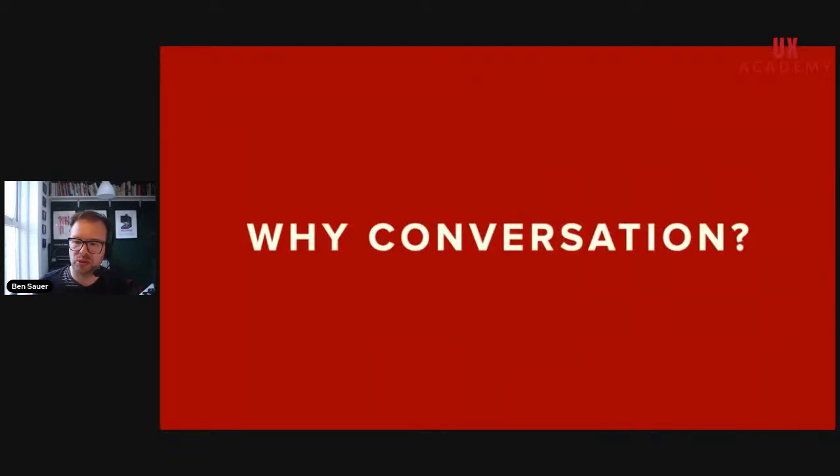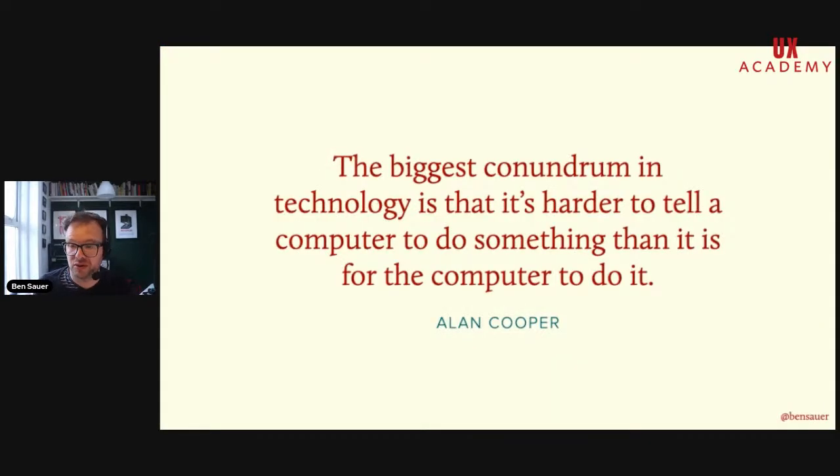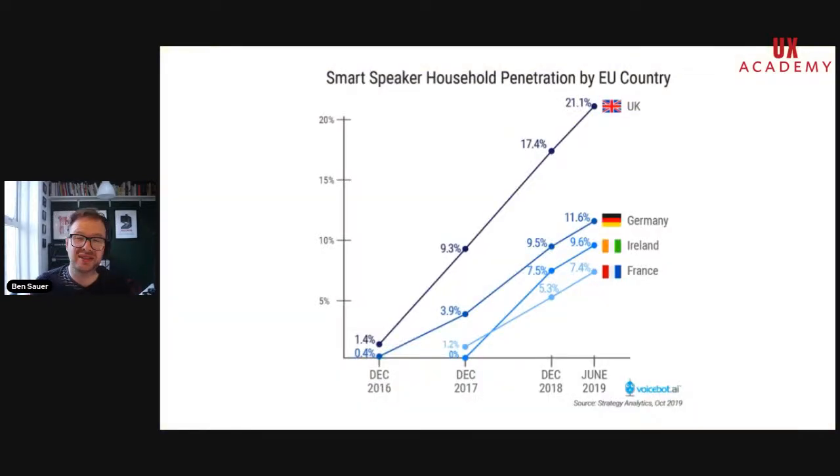So I mentioned before, why is designing a conversation important and why is it hard? Well, the biggest conundrum is that it's harder to tell a computer to do something than it is for the computer to do it. I mentioned this before. But also what we need to consider as technologists is that this stuff is growing faster than almost any other technology in history. Believe it or not, smart speaker penetration has been happening faster than even smartphones did.